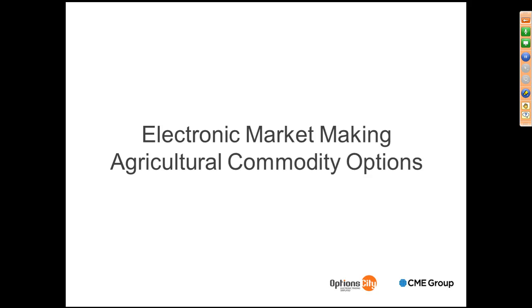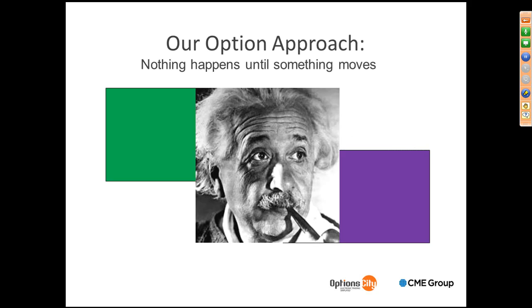Electronic market making on agricultural options. That's a picture of Einstein where obviously he mentioned nothing happens until something moves, which is so true. You need to have a tick size movement, you need market moves every nanosecond, every microsecond, and you need that movement in order to make markets and make profitable strategies.